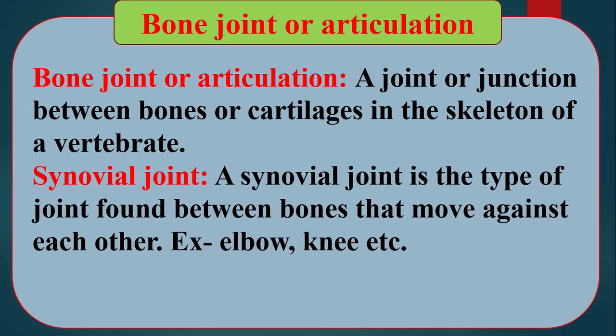Synovial joint. Synovial joint is one type of joint which is described in your text. What is a synovial joint? A synovial joint is the type of joint found between bones that move against each other. Example: elbow, knee. That means the joint of the elbow and the joint of the knee are examples of synovial joint.